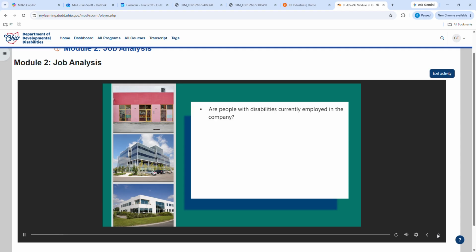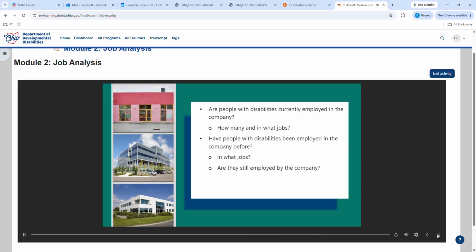Are people with disabilities currently employed in the company? How many and in what jobs? Have people with disabilities been employed in the company before? In what jobs? Are they still employed by the company? Why did they stay? Why did they leave?